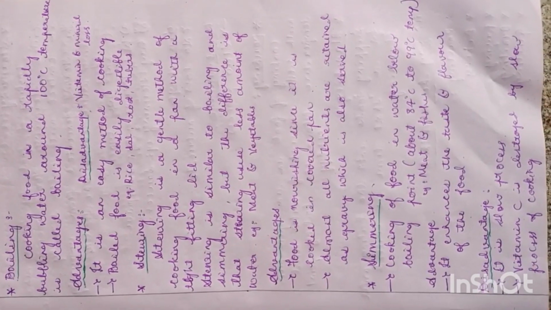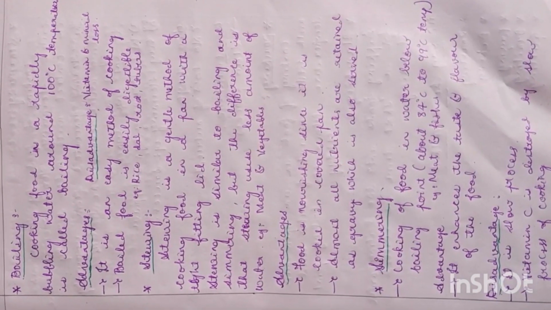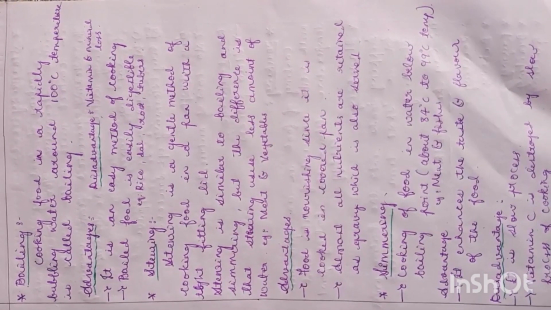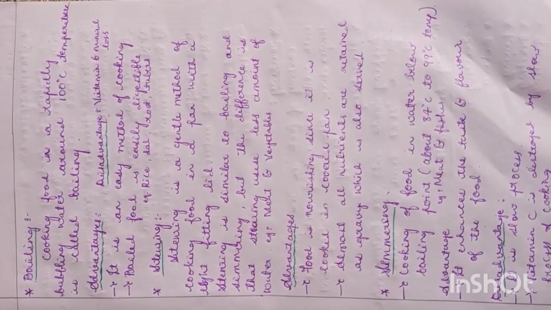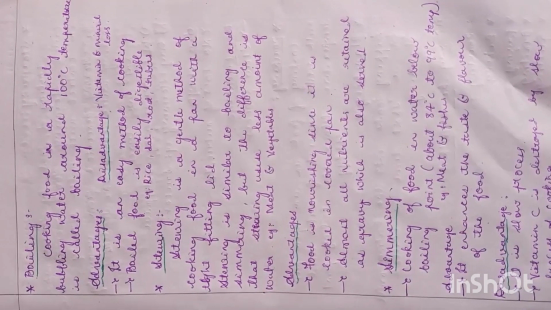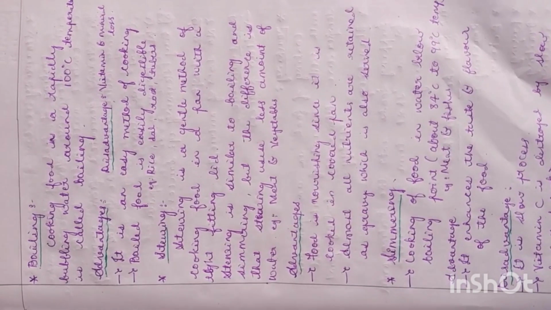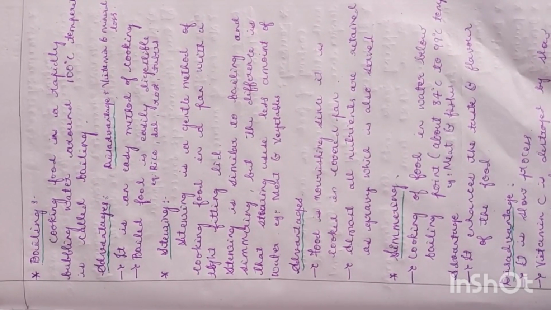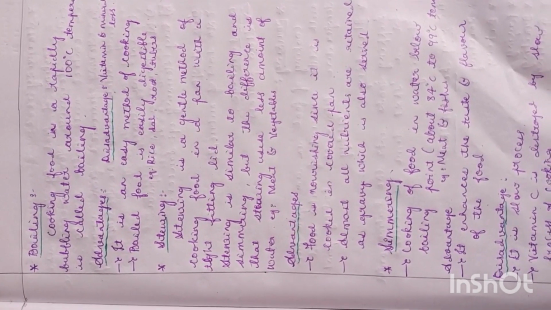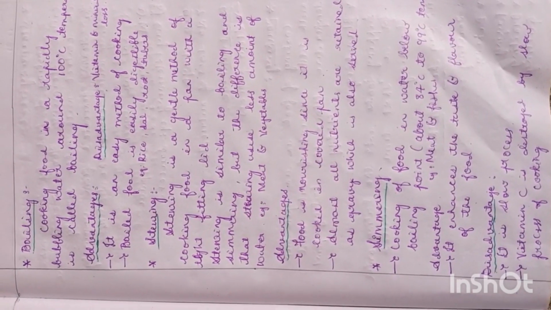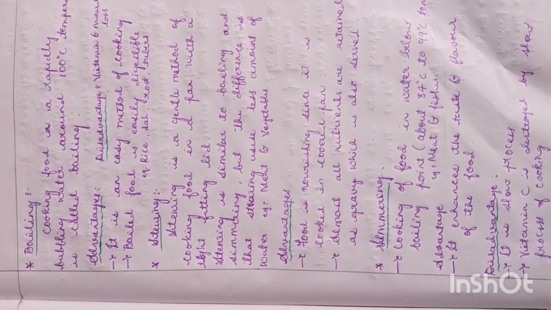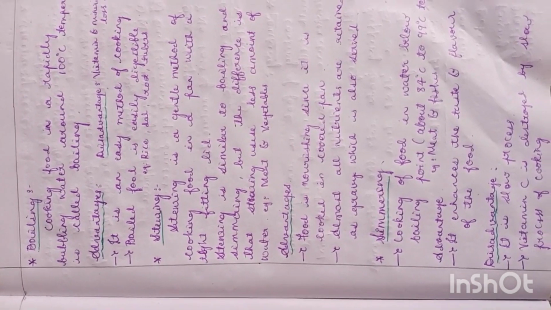Simmering. Cooking of food in water below boiling point, about 84 degrees Celsius to 99 degrees Celsius temperature. Example is meat and fishes are simmered. Advantage is it enhances the taste and flavor of the food. Disadvantage is it is a slow process and vitamin C is destroyed by the slow process of cooking.